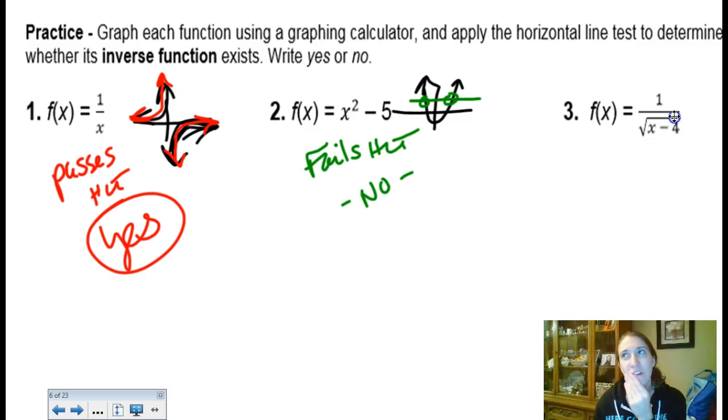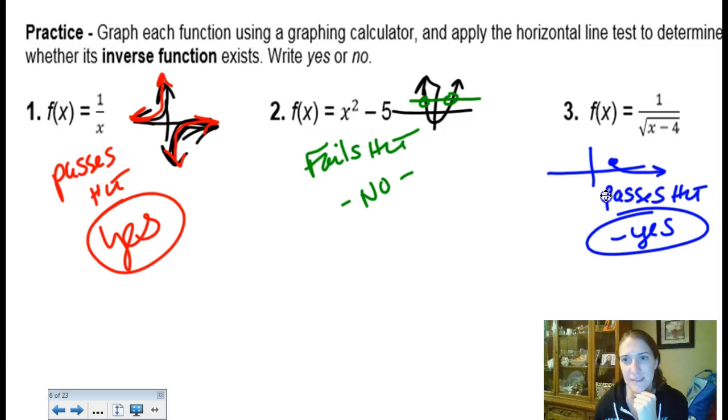And then if I were to graph 1 over the square root, I think it looks something like this. Confirm it on your calculator, but yeah, it looks like that. I don't know where it's shifted, but the idea is it's kind of like a square root graph, something like that. Trust me, it looks totally not like that because I'm the one who graphed it. All right, so this passes the horizontal line test. So the answer to this one would be yes.